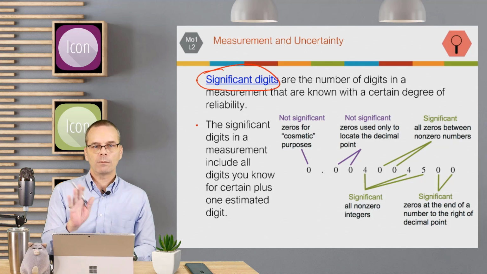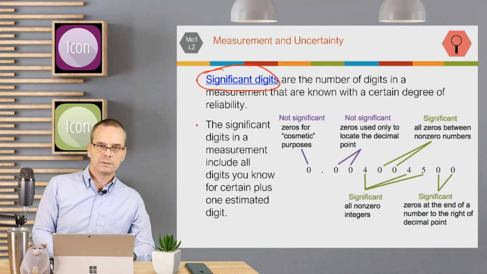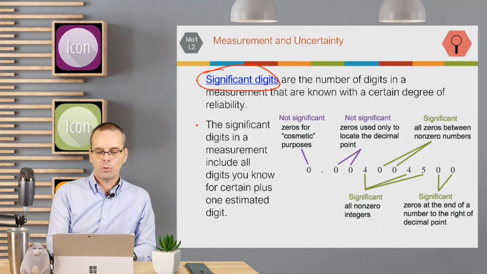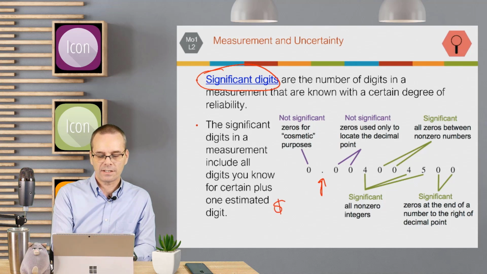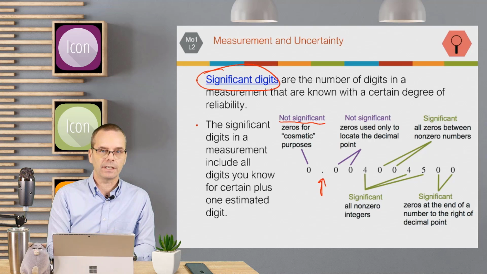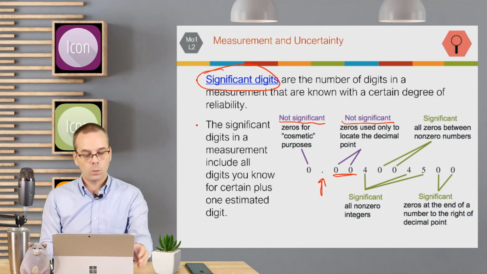All right? Now remember, any zero before the decimal point, if it's just there on its own, like, sometimes you'll see people write 0.50 or 50 cents. That's not really needed. That's not really important. It doesn't have to be there. So those are not significant. All right? Zeros used only to locate the decimal point. Those are not significant.